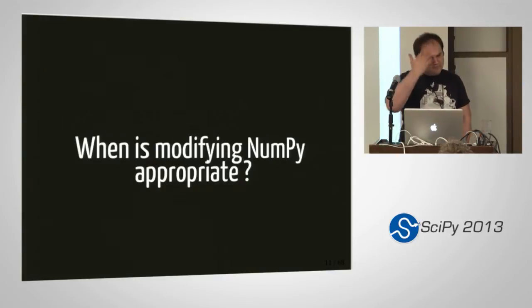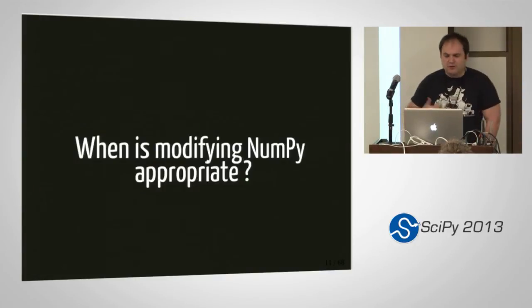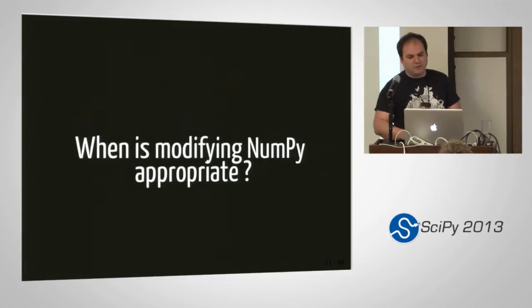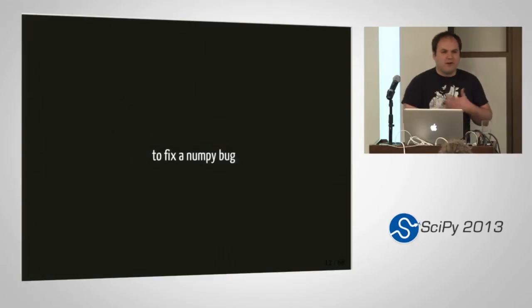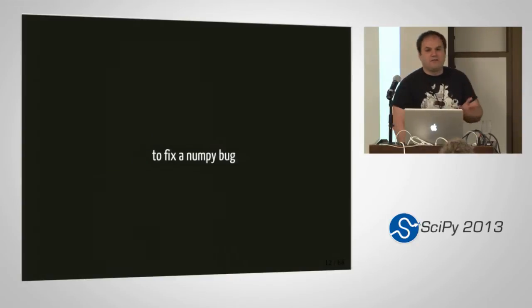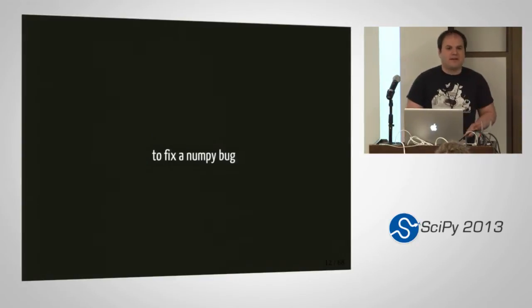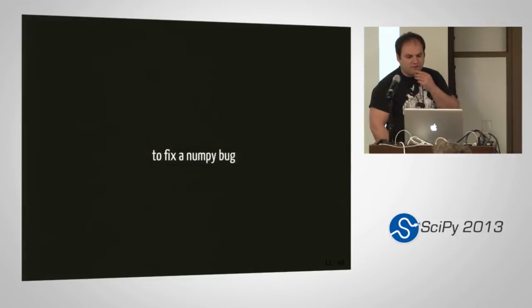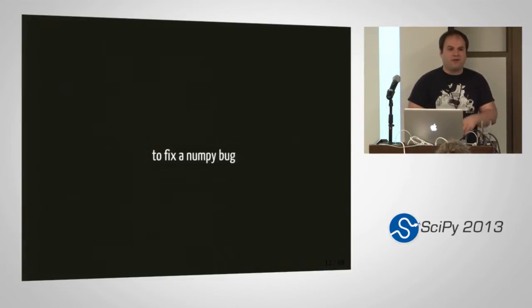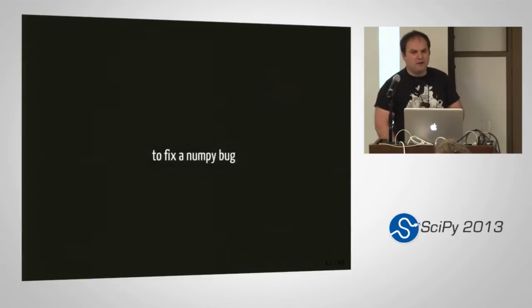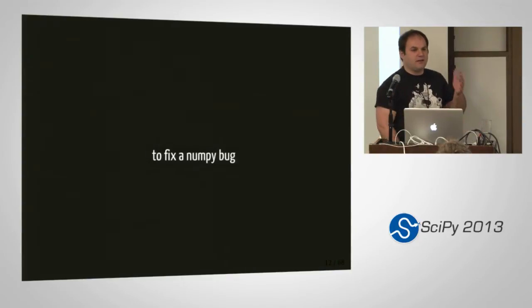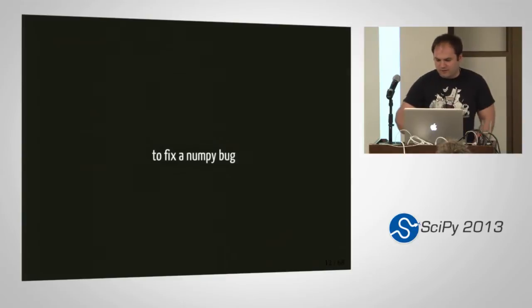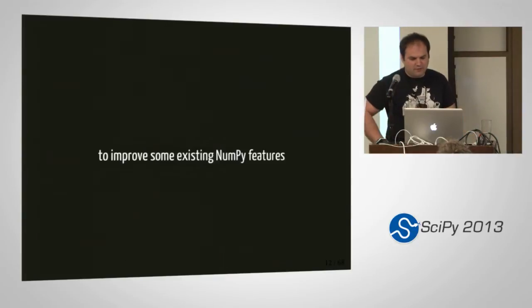So when is it appropriate to actually look into the NumPy codebase and to modify it? Well, obviously, if you want to fix a NumPy bug, and the bug is in the C code, then in this case you obviously have to look into the C code. One of the exercises today is to fix an actual bug in the NumPy codebase. So hopefully, at the end of the presentation, you will have fixed one bug in the NumPy codebase.